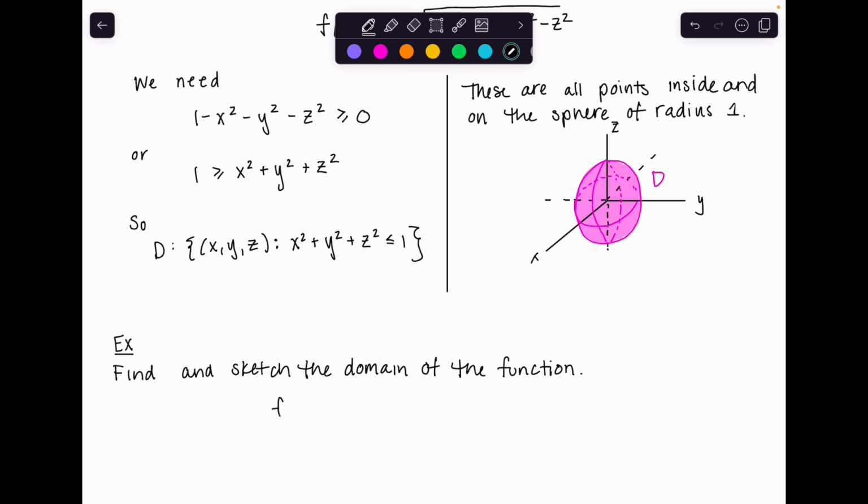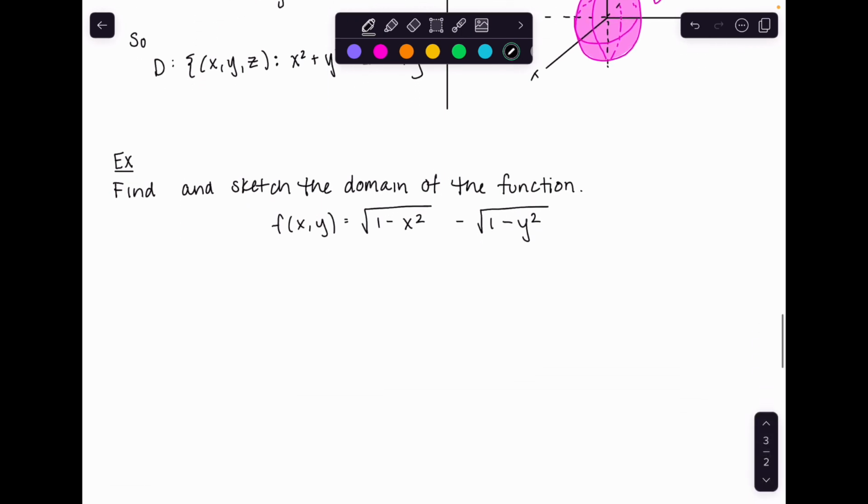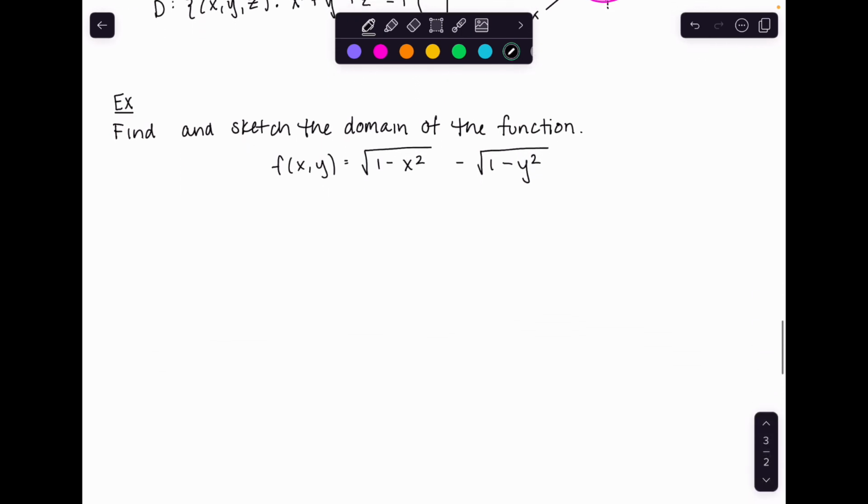And our function is two variables as the input, x, y. We've got the square root of 1 minus x squared minus the square root of 1 minus y squared. Okay. So I'm going to consider both of these separately because I want to make sure both of these have values that make sense. So we actually need two things for this.